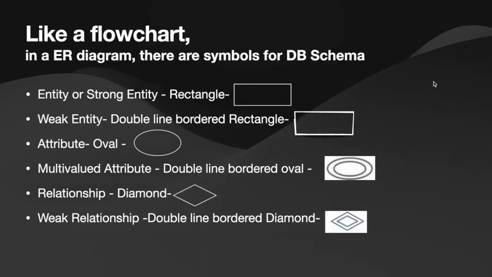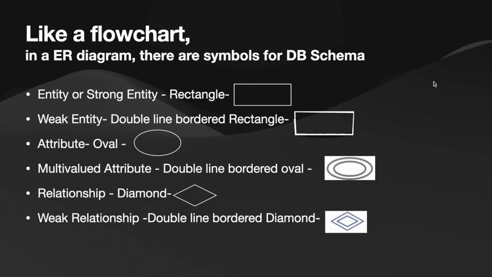In an ER diagram, there are symbols for the database schema. So a strong entity will have a rectangle, a weak entity will have a double line bordered rectangle. Attributes will be oval shaped, and a multi-valued attribute will be a double line bordered oval, and a relationship will be a diamond, and a weak relationship will be a double line bordered diamond.